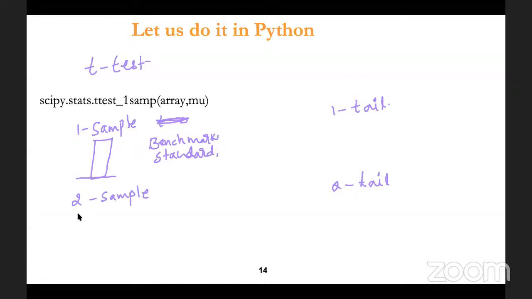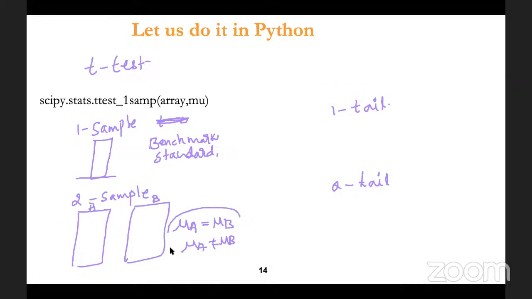The two sample is where we'll have two sample data sets. The means of these two samples would be compared. So we can say this sample is from company A and this sample is from company B. The means like mu A is equal to mu B, mu A is not equal to mu B. So this is what is called two sample. You see here we have two sample; it need not be equal, it can also be greater than or less than.